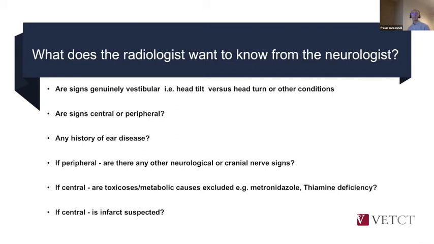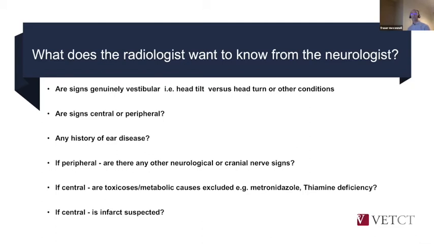I think particularly for peripheral disease, a history of ear disease is important. We see lots of middle ear pathology, and a history of concurrent dermatological disease is important there when it comes to interpreting the significance. If it's peripheral, I like to know whether there are any other neurological or cranial nerve signs, particularly concurrent facial nerve signs, because imaging the idiopathic neuropathies needs quite high resolution images, so we may need to alter our MRI protocol there.